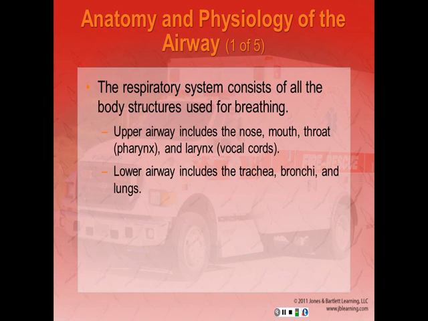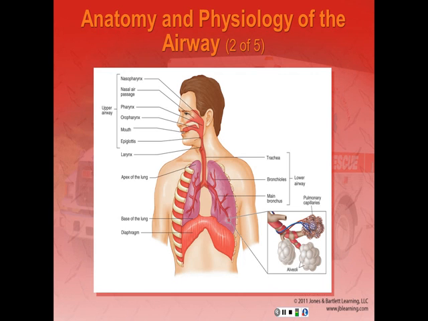The respiratory system consists of all the body structures used for breathing. The upper airway includes the nose, mouth, throat, pharynx, and larynx, or vocal cords. The larynx is typically considered to be the dividing line between upper and lower airways, and the lower airway includes the trachea, bronchi, and lungs. You see a picture here.